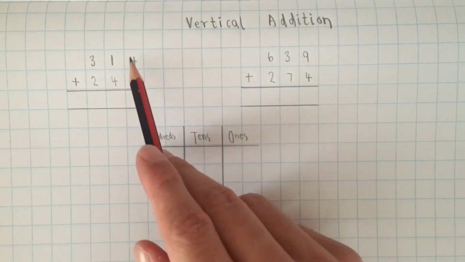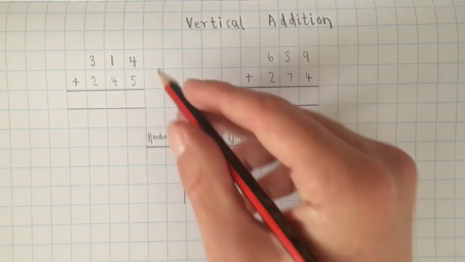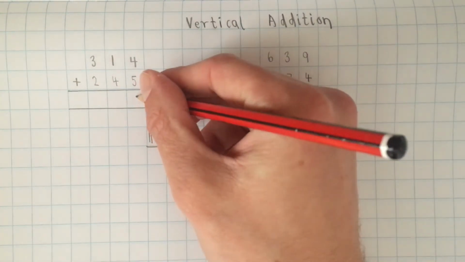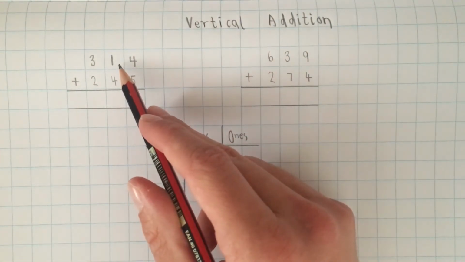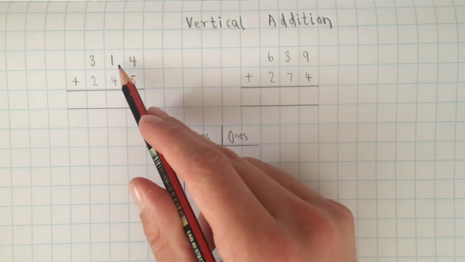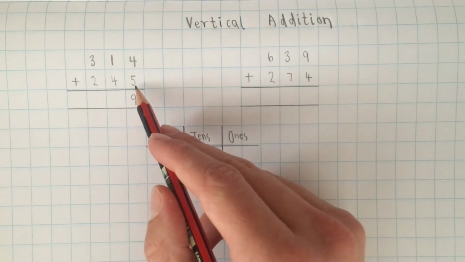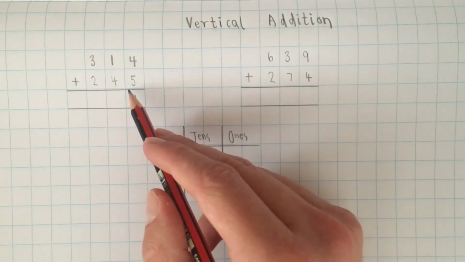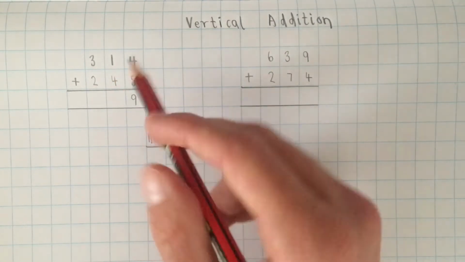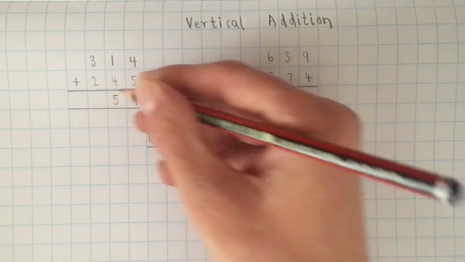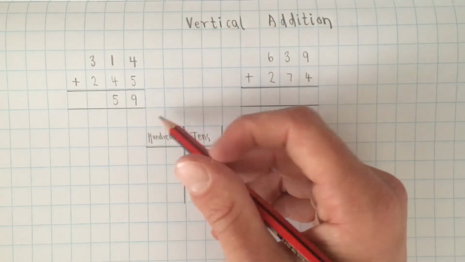It's called vertical addition because the numbers are one over the top of each other, working in a vertical direction. 4 and 5 is 9, so we write 9 down there. Next we go to our tens, and it's important to remember that although we are adding 1 and 4, we're really adding 10 and 40. So 1 ten and 4 tens make 5 tens. So far we've got 5 tens and 9 units, or 9 ones.